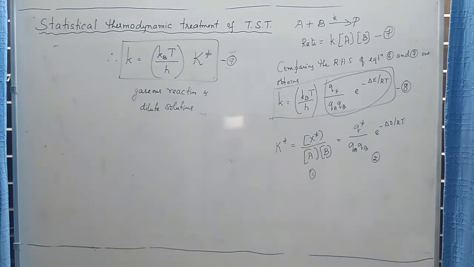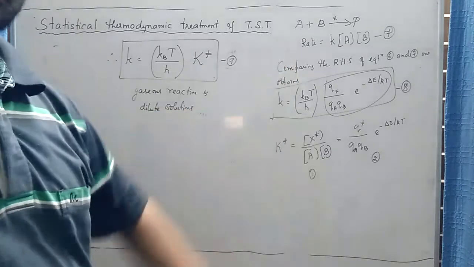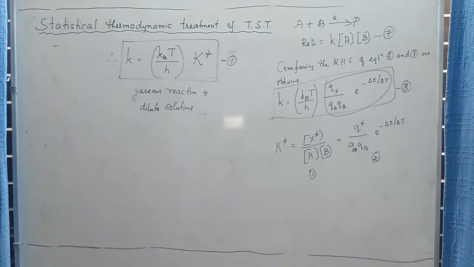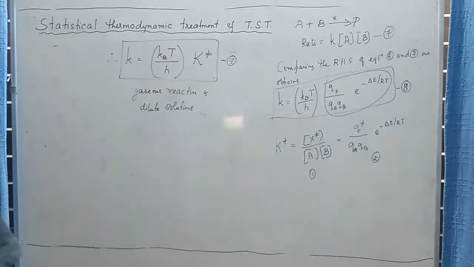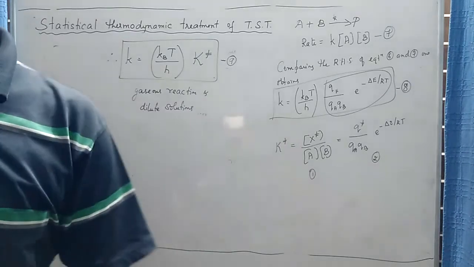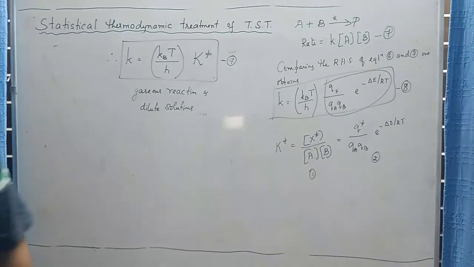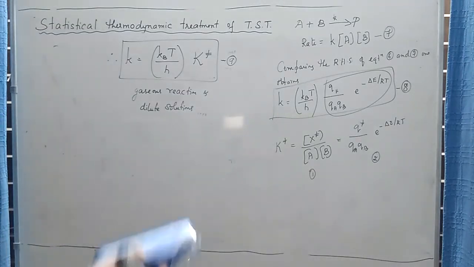So for reactions in solution, it is always better to express the rate constant in terms of classical thermodynamic quantities such as free energy, enthalpy, entropy, rather than partition function. So that is the necessity for one more treatment of transition state theory, that is in terms of classical thermodynamic treatment. Okay, so what is this classical thermodynamic treatment? I will give a rough introduction; however, in detail we will discuss it in the next class.